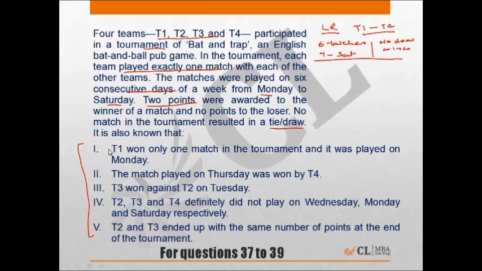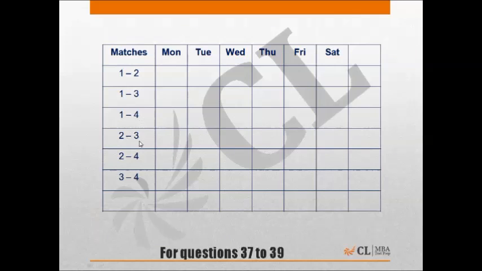Statement 1. T1 won only one match of the tournament and it was played on Monday. So T1 has won only one match and it was played on Monday. So T1 won the match on Monday. That means 2-3, 2-4 and 3-4 did not play a match on Monday. Monday has to be played by team T1, which means either 1-2, 1-3 or 1-4 played.